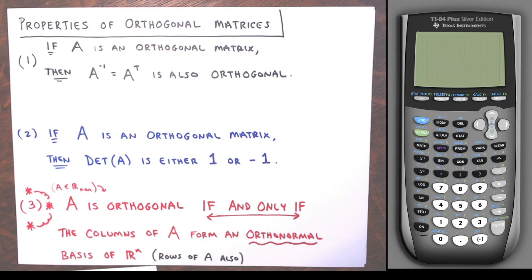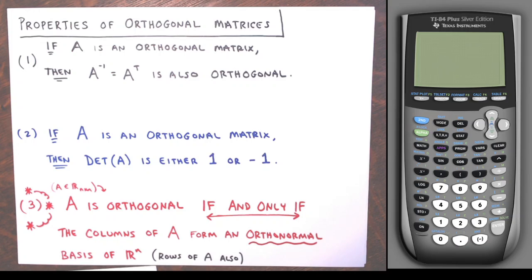So this gives me a couple ways to check if a matrix is orthogonal. One, I can multiply the matrix and its transpose and see if I get the identity, because that was how orthogonal matrices are defined. An orthogonal matrix is a matrix whose inverse is its transpose. Or I could look at the columns of the matrix and see if they form an orthonormal basis of Rn.